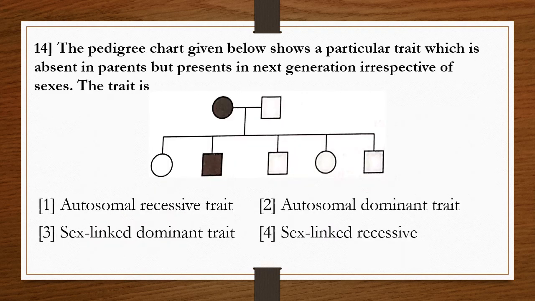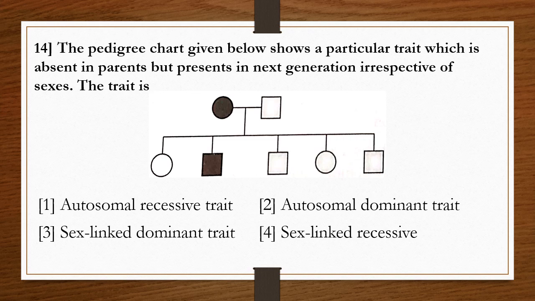Question number 14. The pedigree chart given below shows a particular trait which is absent in parents but present in the next generation irrespective of sexes. The trait is: option 1, autosomal recessive trait; 2, autosomal dominant trait; 3, sex linked dominant trait; 4, sex linked recessive trait.